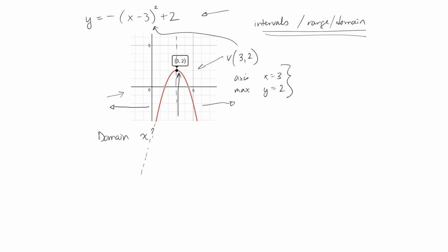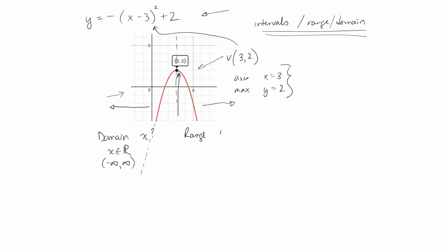In this case here, because it goes down and left forever, same thing down and right forever, I would say that the domain is all the x's as long as they're an element of the real numbers. In other words, everything. I guess another way you could write that is negative infinity to positive infinity. It's just another way of saying it. So that's domain.